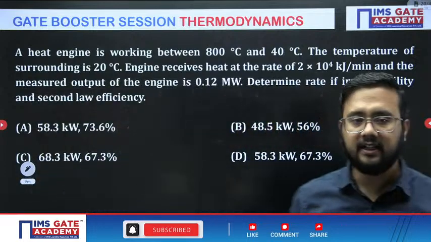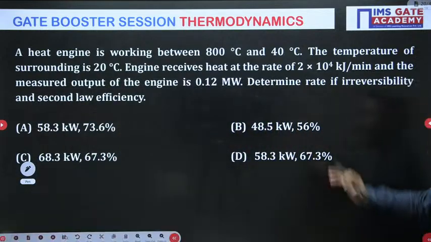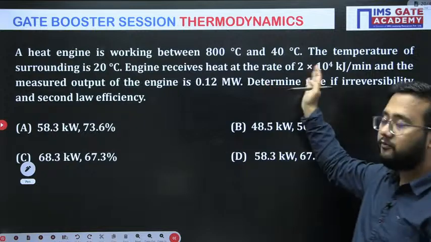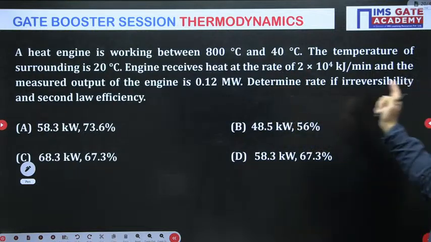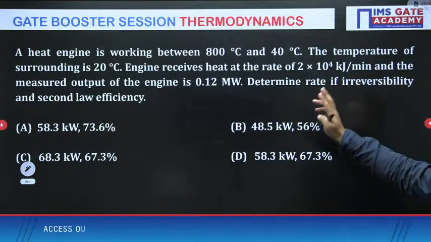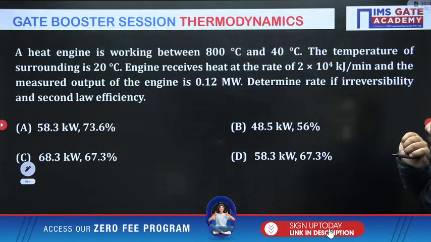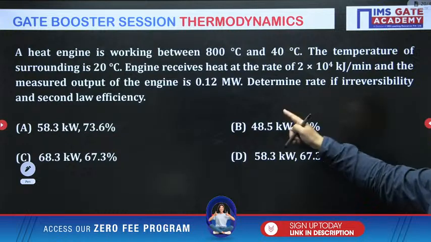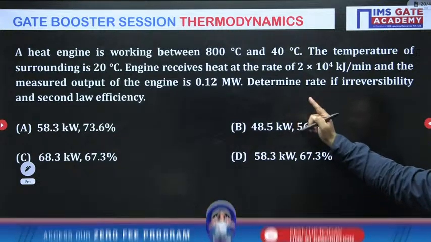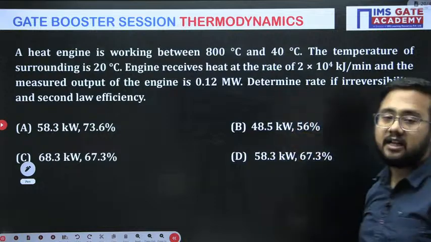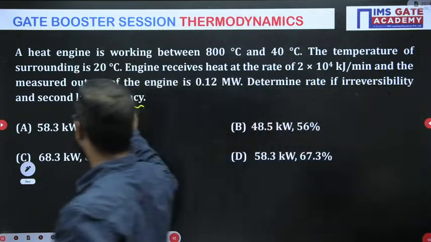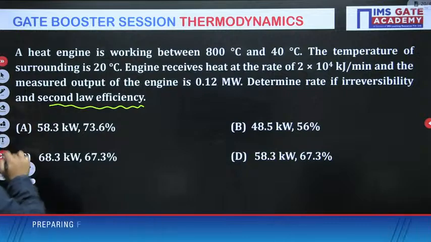Now Aditya, solve this question. A heat engine works between a temperature of 840 degrees Celsius, and the temperature of the surroundings is 20 degrees Celsius. The engine receives heat at 2 into 10 to the power 4 kilojoule per minute, and the measured output of the engine is 0.12 megawatt. Determine the irreversibility and second law efficiency. This is very important.